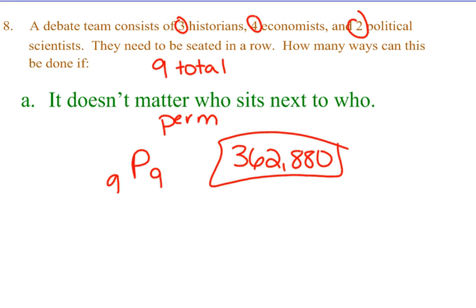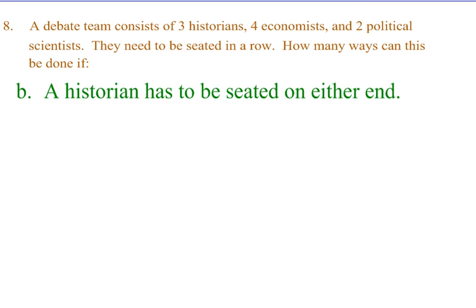Now maybe there's a certain way that the debate team wants to sit so they can help each other out and they can talk easier or whatever the reason would be. So in letter B it says a historian has to be seated on either end. So let's think of these 9 choices they have for where people sit. Here's the 5, 6, 7, 8, 9 seats. I need a historian on either end.